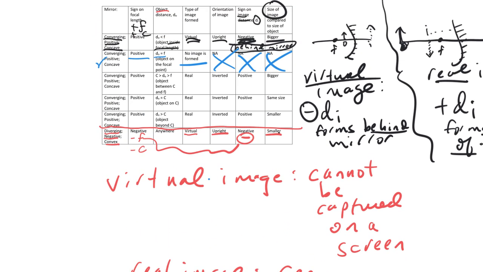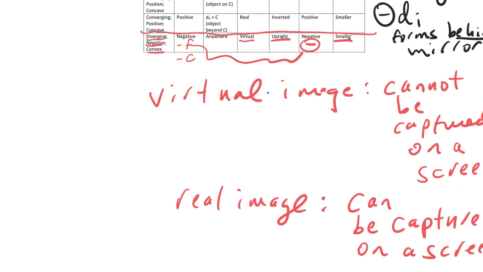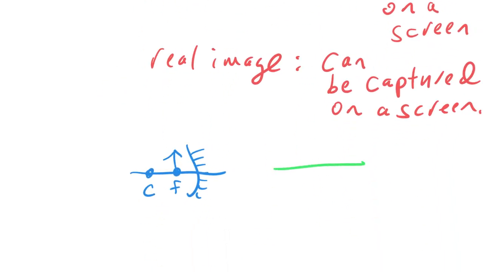Okay, let's go to the next one. What if the object distance is between the focal length and the curvature? So let's say here's the focal length, and here's the curvature, and you're an object right there. The image formed will be upside down, and it'll be real because it forms in front of the mirror, and it'll be bigger. It would be bigger than the image. I'm sorry, bigger than the object.